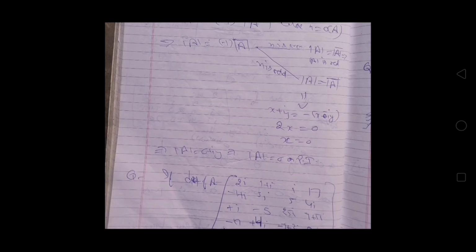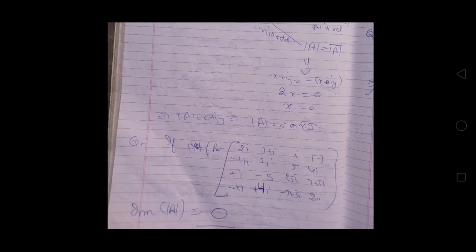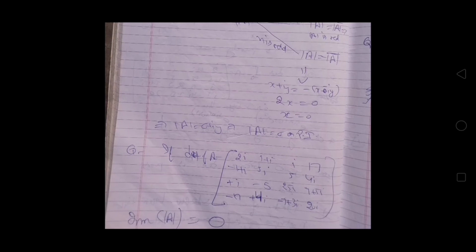So if n is even, then determinant of skew Hermitian matrix is real, and if n is odd, then determinant of skew Hermitian matrix can be 0 or purely imaginary. Now consider this question. You can see that this matrix is clearly a skew Hermitian matrix of even order, so its determinant will be real, so imaginary part of the determinant will be 0.